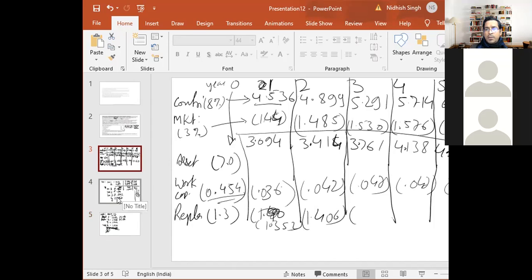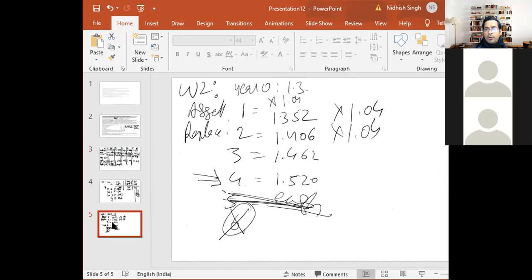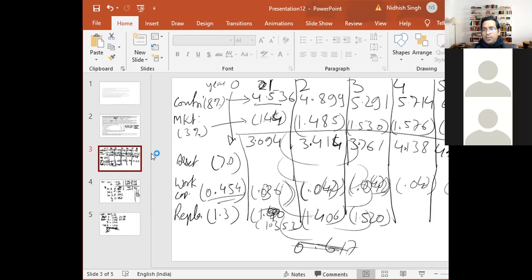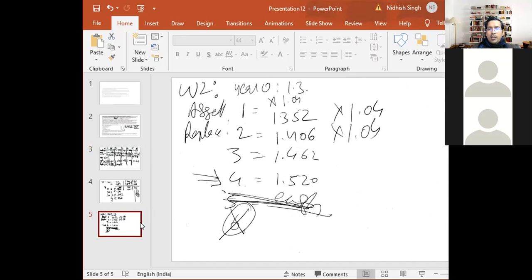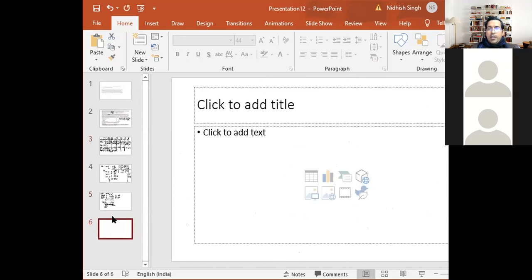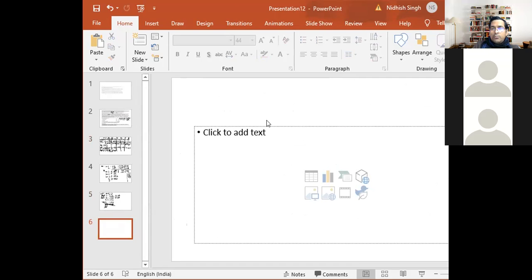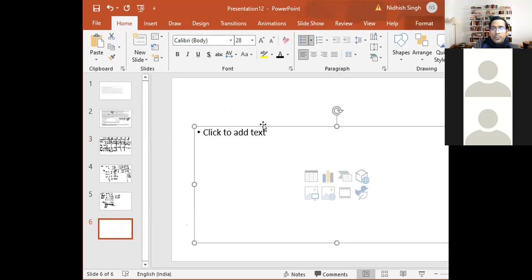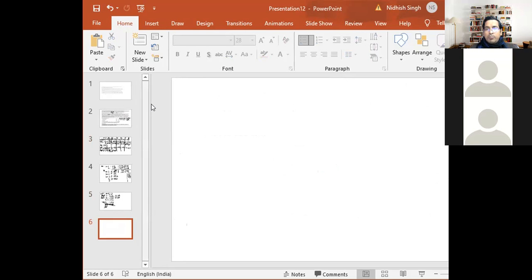Something happening. Okay, 462 is also needed. 1.520, 462, then 1.520, and nil here. Any other working needed? We can just keep a space here. We'll see if any other working is needed.